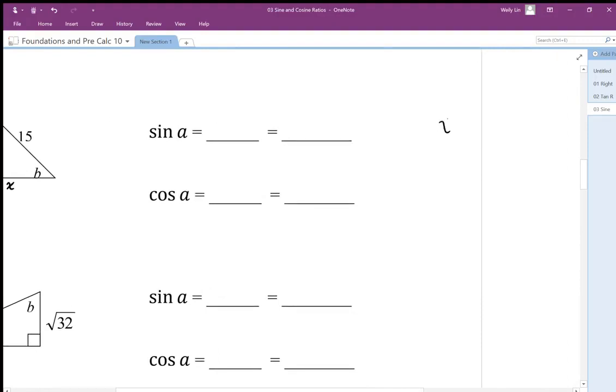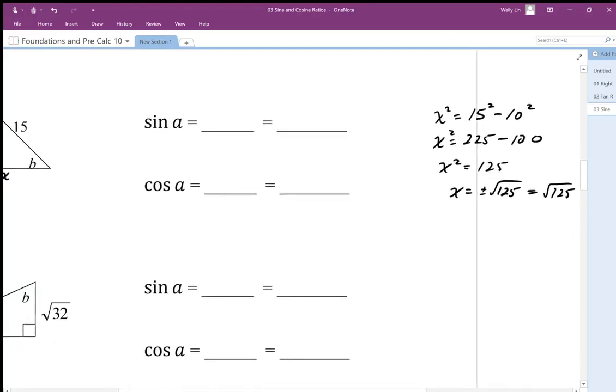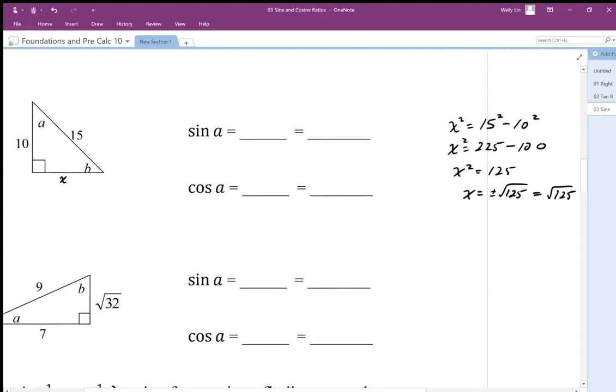So I'm going to have x squared is equal to, it's one of the shorter sides, so I'm going to subtract from the longest side, 15 squared minus 10 squared. So 225 minus 100. So x squared equals 125. So x works out to be plus minus the square root of 125. And since we're dealing with length, we'll just use the square root of 125. Okay, that's approximately 11 point something.